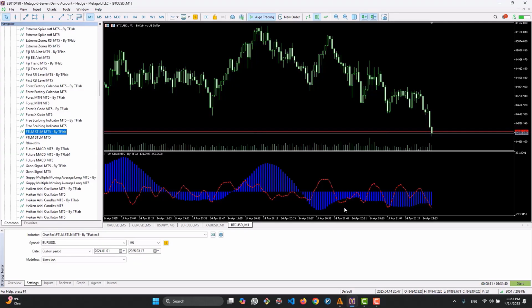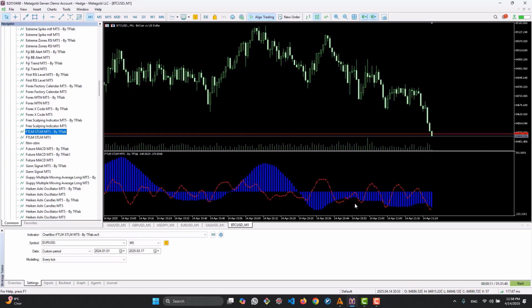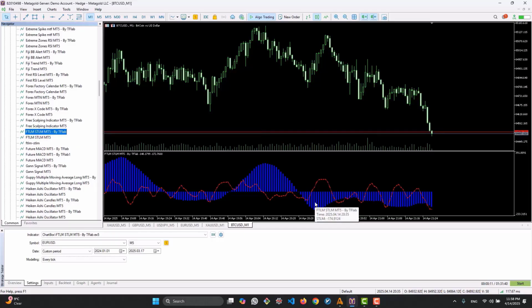We can also use a divergence between the price peaks and the peaks of this indicator, as well as the paths of the price and the paths of this indicator, as a signal to enter a trade. Let's review the settings of this indicator together.